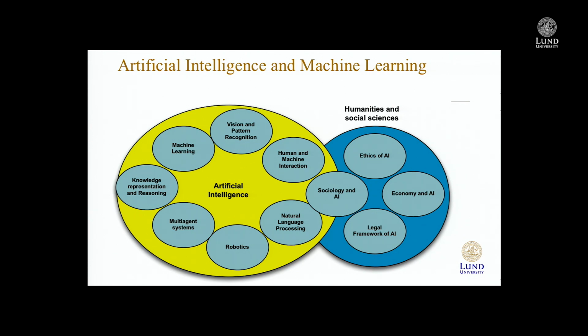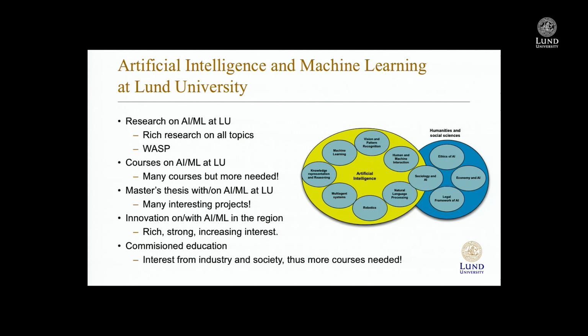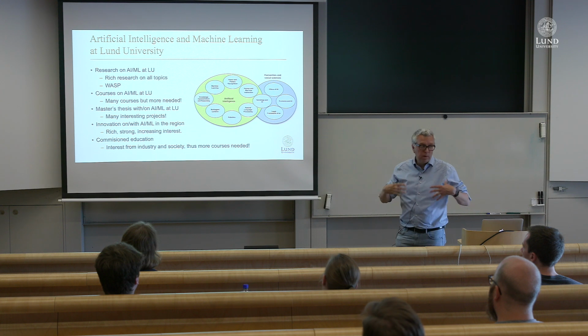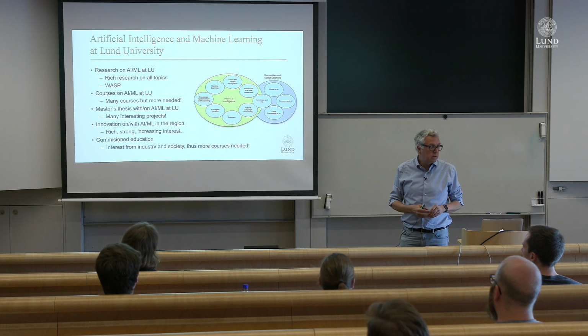more research on that. So if we look at the big picture of artificial intelligence and machine learning, I think already at Lund University, since it's such a broad and complete university, I think we have most of these parts already. There are many courses already on artificial intelligence, machine learning, but I think we need to develop a few more. There are lots of master thesis projects and innovations already, but perhaps the part where we need to work more is how can we do also courses for industry and for society as a whole.